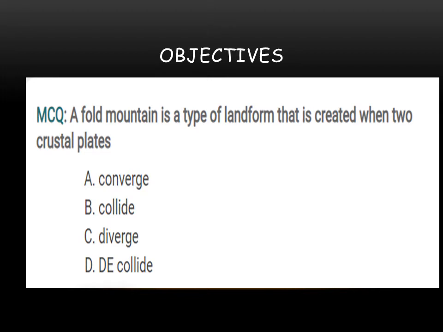So the next MCQ is: a fold mountain is a type of landform that is created when two crustal plates converge, collide, diverge, or decollide. Again, a fold mountain is a type of landform that is created when two crustal plates converge, collide, diverge, or decollide, and the answer is B, when two crustal plates collide.